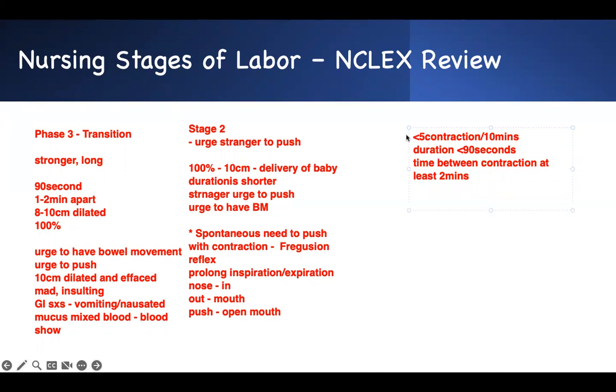So how do you know that? You've got to look for the frequency, like I said. You've got to look for the duration. Okay, you've got to look for the amplitude, that's how strong it is. And then the tone. But 5 contractions in 10 minutes, you should not go more than that. The duration should not be more than 90 seconds, and the time between them at least 2 minutes. Those are facts you have to know, in order to prevent tachysystole. Anything above that is considered tachysystole. We have a problem, okay?